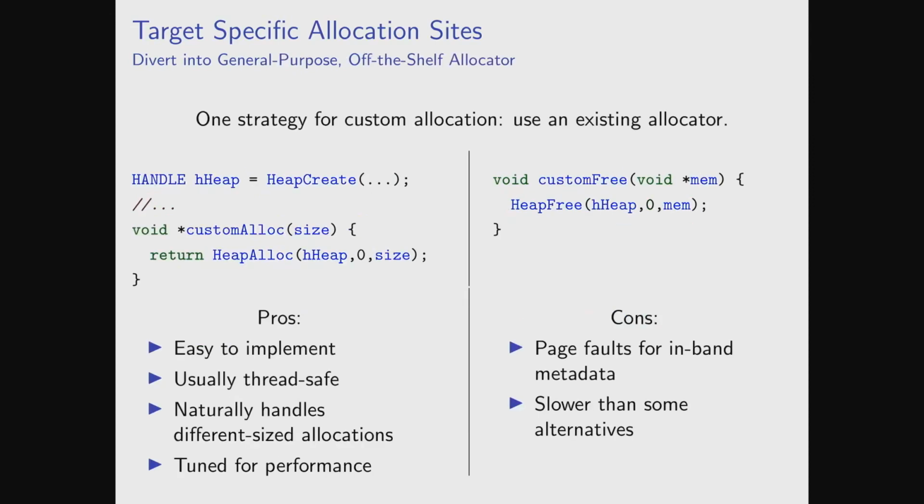The most flexibility you can get here is to use some sort of off-the-shelf memory allocator that allows variable size allocations, is performance tuned, and so on. This is easy to implement. Usually these things are thread safe and performance tuned, and they handle different size allocations. However, these things have in-band metadata, which means you're also going to be taking page faults within the allocator itself.